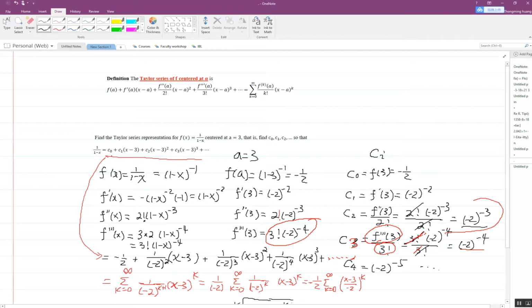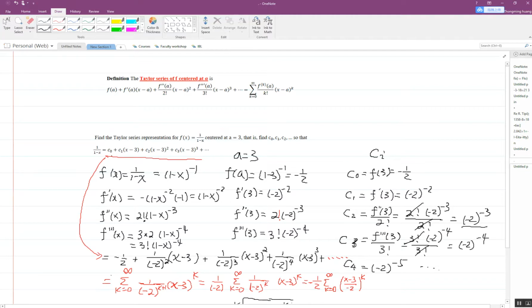You can see a nice pattern now, right? I do expect you to see this pattern so that you can just quickly write C4 is going to be negative 2 raised to the power negative 5. And you can see that C5 is negative 2 raised to the power negative 6. So that's the C's, or the Ci's.